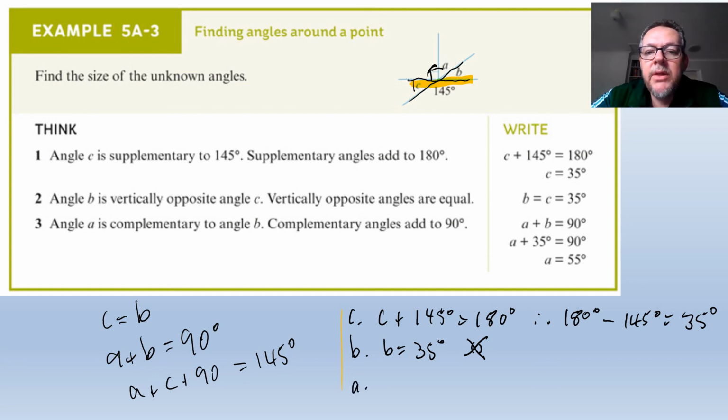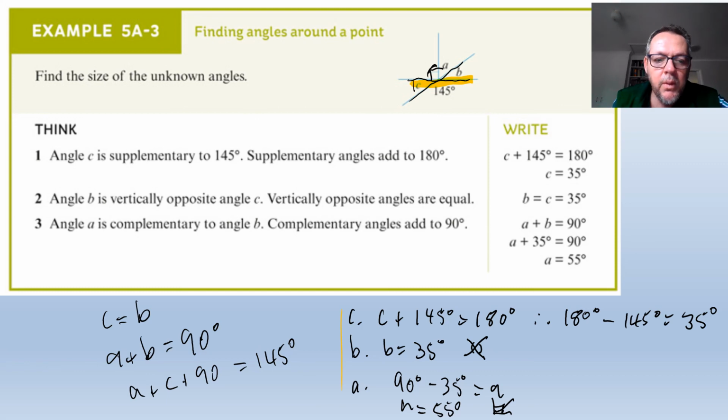So where is A? We know that A and B equals 90 degrees. So we know the value of B, so we just say, well, 90 degrees, take away the value of B, which was 35 degrees, equals A. So 90 take 35 is 55. So we say that A equals 55 degrees, and we just write this right angle symbol with a line through it to say that it's a complementary angle, and that's our working.